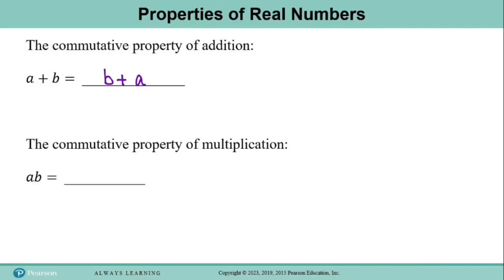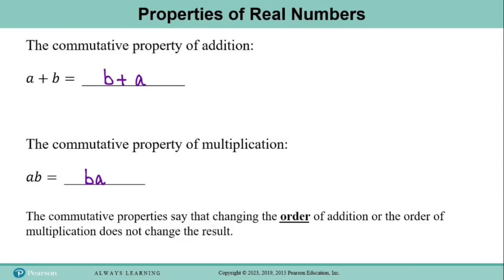We can do the same thing with multiplication. The commutative property of multiplication says that A times B is equal to B times A. So again, whether you're talking about addition or multiplication, the commutative properties just say that changing the order of addition or the order of multiplication does not change the result of the calculation. And you already know that from common sense.